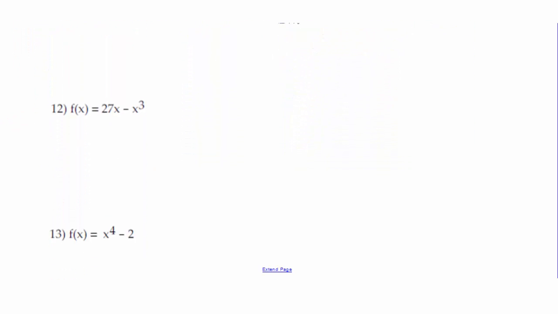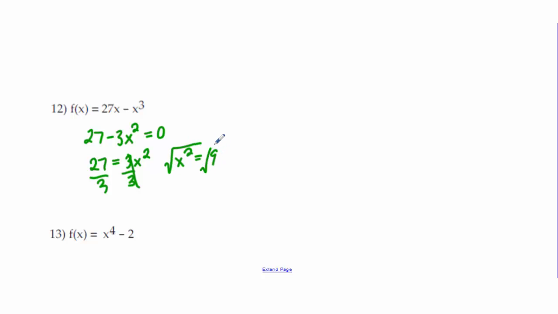12, take the derivative, set it equal to 0. So 27 minus 3x squared equals 0. I add 3x squared to the other side personally, so that now they're both positive. But if you subtract 27, it'll work out the same way. Divide by 3. Square root. What do I do when I square root in an equation? Plus and minus. It's kind of a big deal that you put the plus and minus sign so that both of these are on our number line.